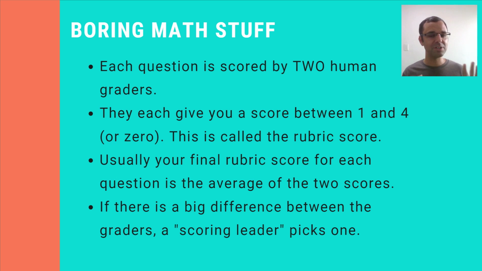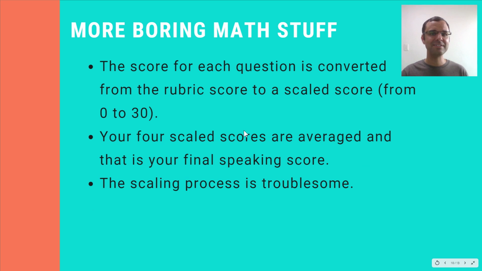So do you realize how boring this part is yet? And this is like just the beginning. Let's continue. Now, the score for each question is converted from the rubric score to a scaled score between 0 and 30. You see on the score report, you're getting a score between 0 and 30, right? Now, your 4 scaled scores are then averaged, and that becomes your final speaking score.